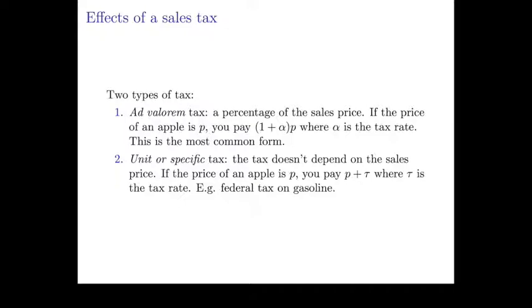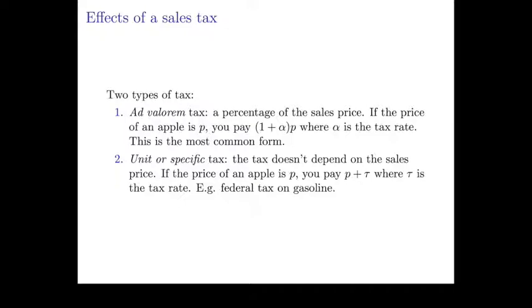So there's two types of taxes you could impose. One's called an ad valorem tax, which is typically the type of tax that you see. This is going to be a percentage of the sales price. So if the price of an apple is, say, P, you would pay (1 + alpha) times P, where alpha is a tax rate. This is typically, for example, the GST or an HST that you see.